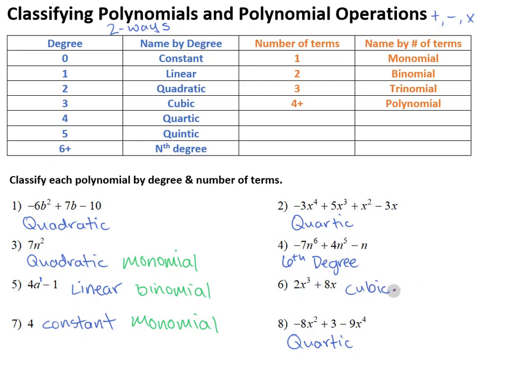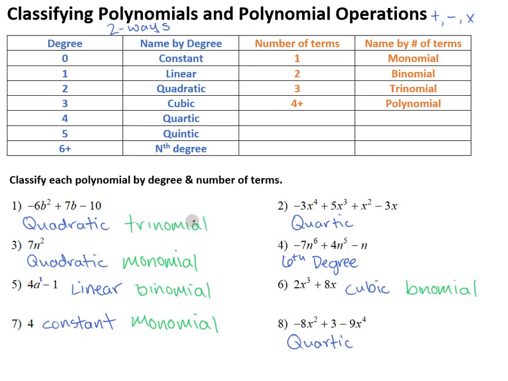Number 6 would also be a binomial. Okay, and I think that's it for binomials here. If it has 3 terms, again, nomial means terms, tri means 3, so trinomial. So things with 3 terms, like number 1, has 1, 2, 3 terms. So this is a quadratic trinomial.